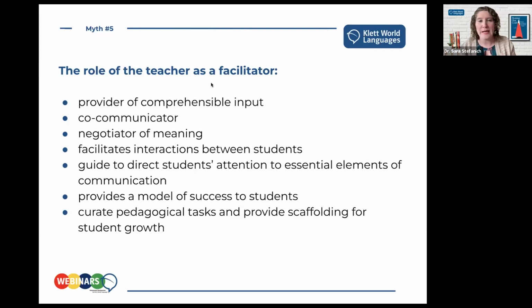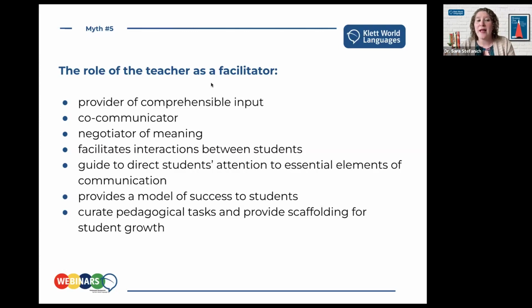Same way with gender agreement and things like that. So we're that guide to help direct students' attention to these things that are going to help them communicate, making them grow and work on these elements as they progress through the proficiency levels. We provide a model of success to students in many ways.